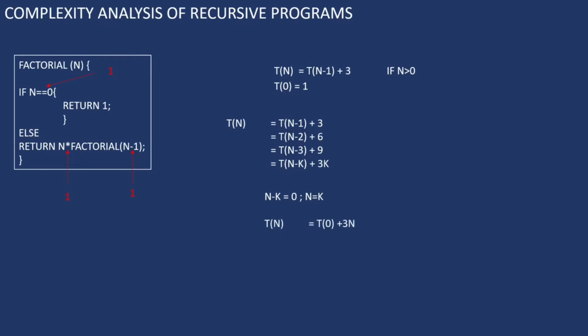Thus the equation will be reduced to T(0) plus 3n, and since T(0) is 1, we just substitute. From here you can say that time taken for this particular program for input n is directly proportional to n. This is also known as big O of n in terms of time complexity.